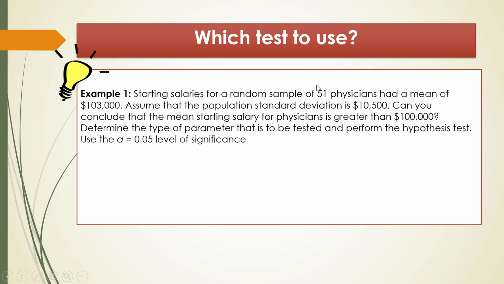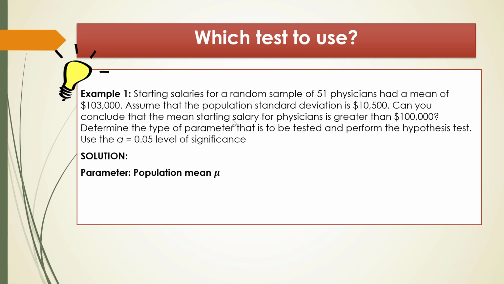So here our first question is which parameter we are interested in. To determine which parameter, we read the claim. Can you conclude that the mean starting salary for physicians is greater than 100,000? The mean starting salary, this is a keyword. So we are working with the population mean. So the parameter here is mu.